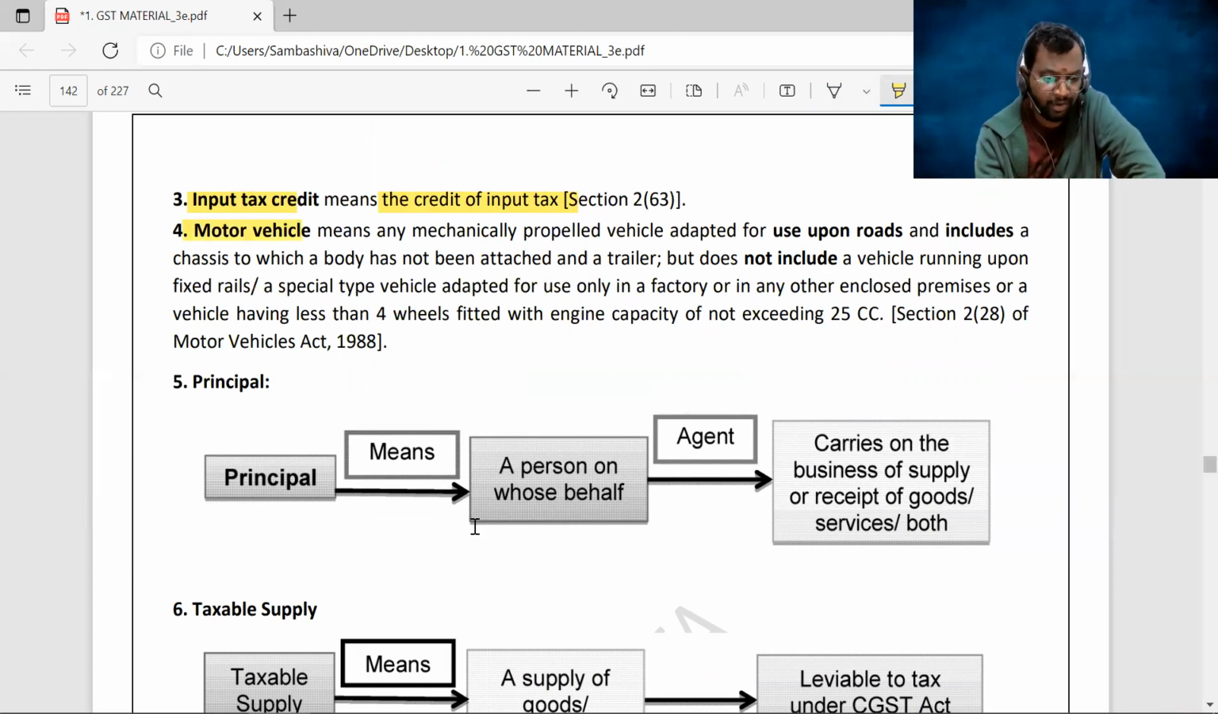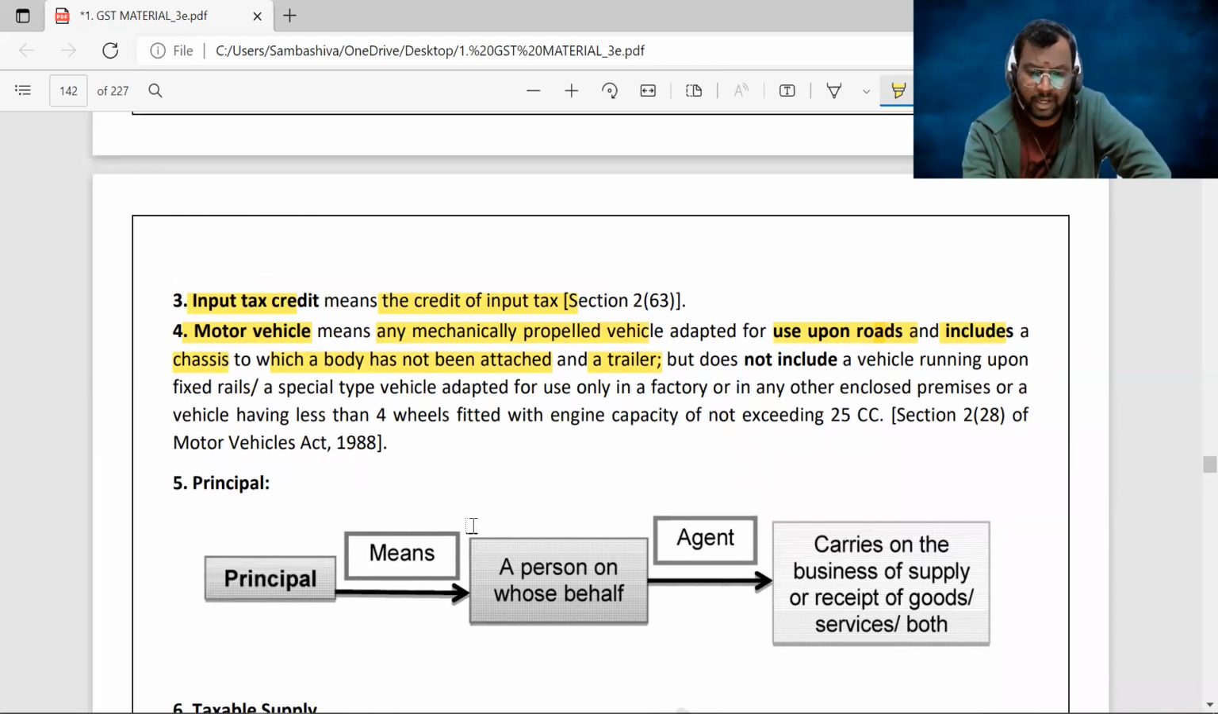And after that, you have a definition of motor vehicle. Motor vehicle means any mechanically propelled vehicle adapted for use upon the roads and includes, we have a list of inclusions, a chassis to which a body has not been attached, and a trailer. A chassis to which a body has not been attached. So that means only the front part of the vehicle will be there.